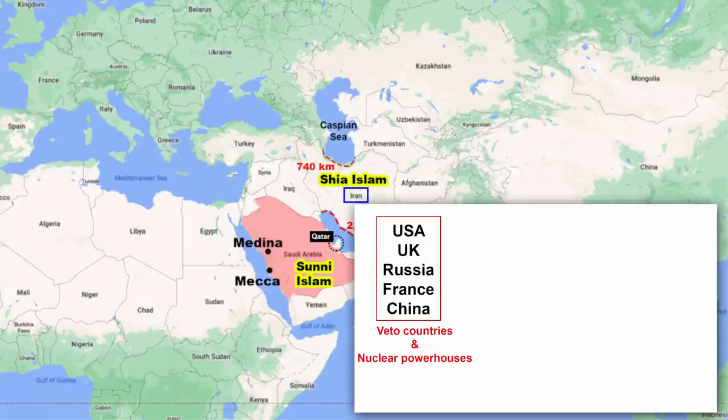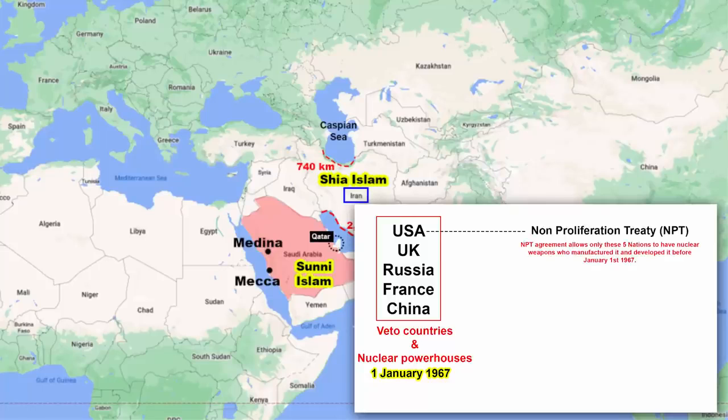Now, as far as nuclear technology is concerned, we all know who the big powers are when it comes to nuclear weapons. These countries are also veto countries, and they built and tested their nuclear explosive devices before 1st January 1967. To prevent any other country from having nuclear weapons, the United States came up with something called the Non-Proliferation Treaty. Apart from these 5 veto countries, Israel has never confirmed or denied the existence of its nukes, but they are a nuclear state. India and Pakistan are nuclear states, but they have never joined the NPT. North Korea left the NPT agreement in 2003.